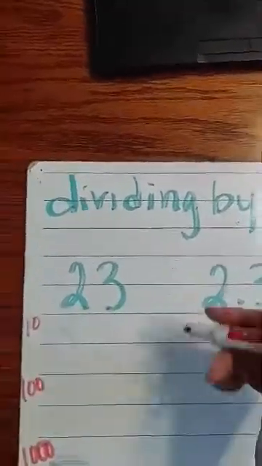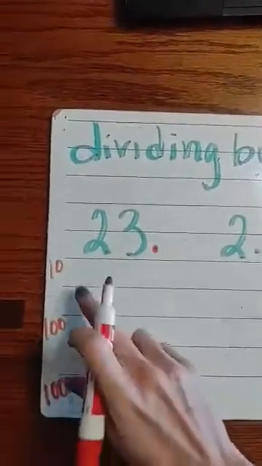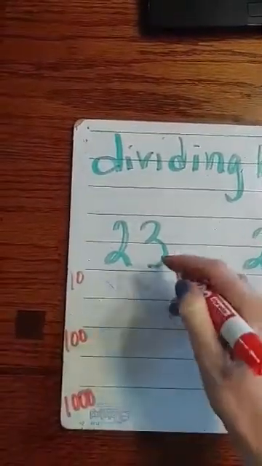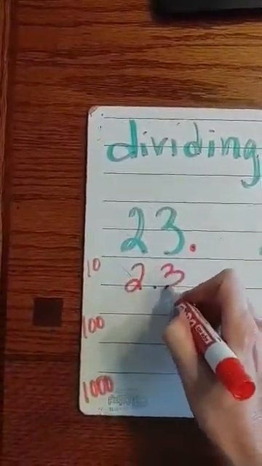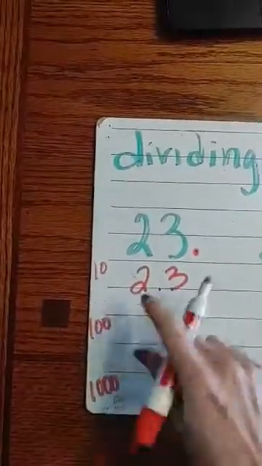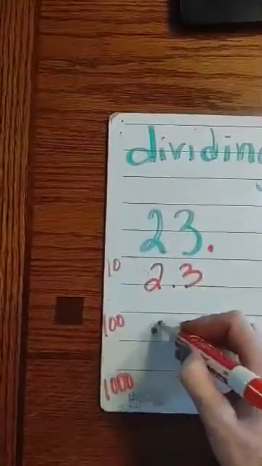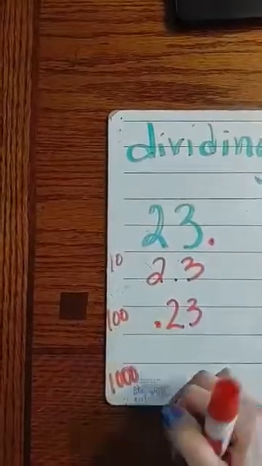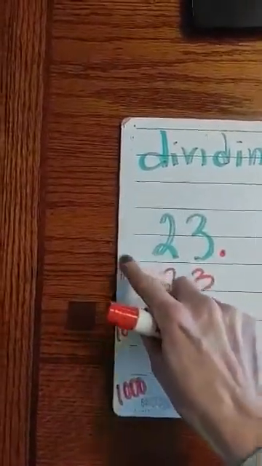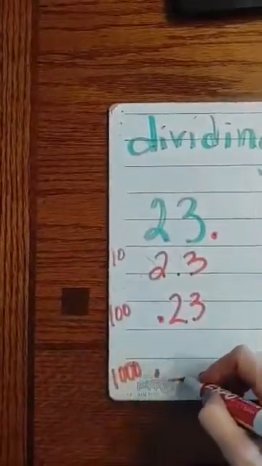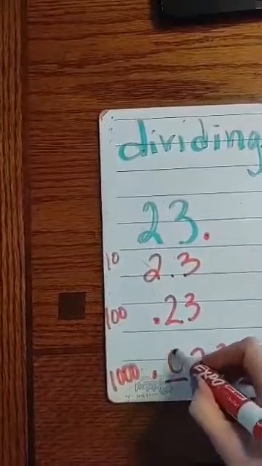Okay, so we know when we have a whole number, the decimal's on the end. I have 1 zero, and I'm dividing, so I move it 1 place. 2.3. Okay, I have 2 zeros, and I'm dividing. I move it 2 places. 1, 2. 0.23. Now I have 3 zeros, so I move it 3 places. 1, 2, 3. And what do I fill in that extra space? You got it. I have to fill it with a 0.